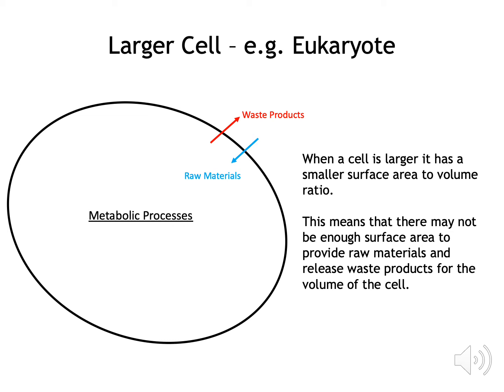This poses a problem to larger cells, as this means that there may not be enough surface area to provide raw materials and release waste products for the volume of the cell, and thus the amount of metabolic processes that are going on within that large cell.